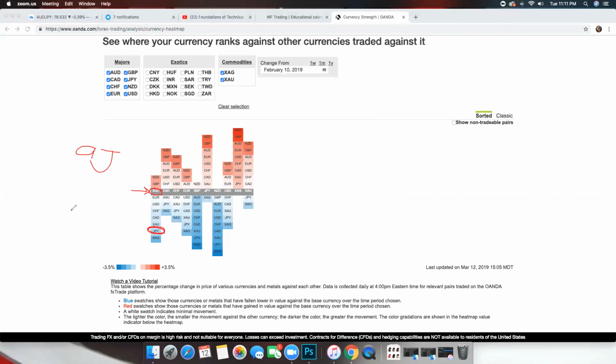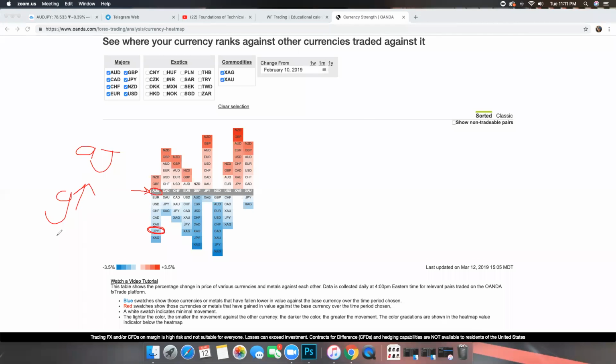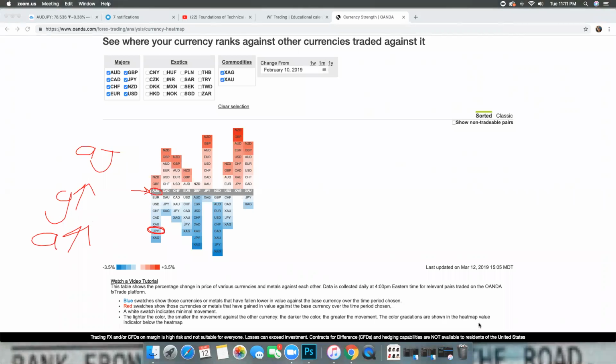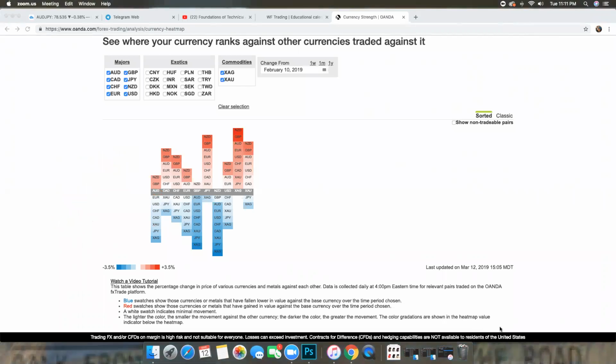So if we see gold go up, we'll just put a G for gold. Gold goes up, then AU goes up. And since AU is stronger than yen right now, like I said, we're probably going to see the AJ go up.